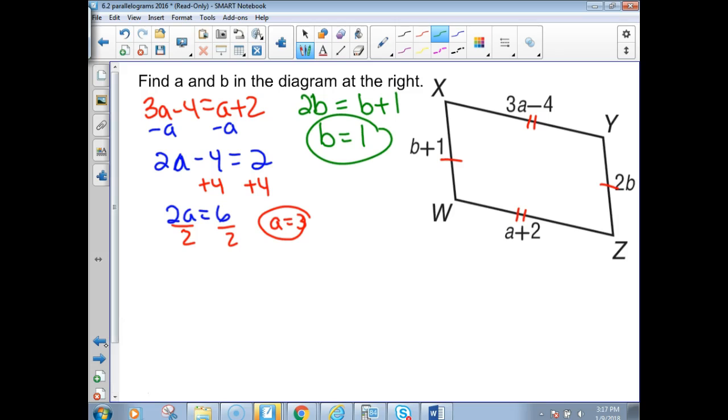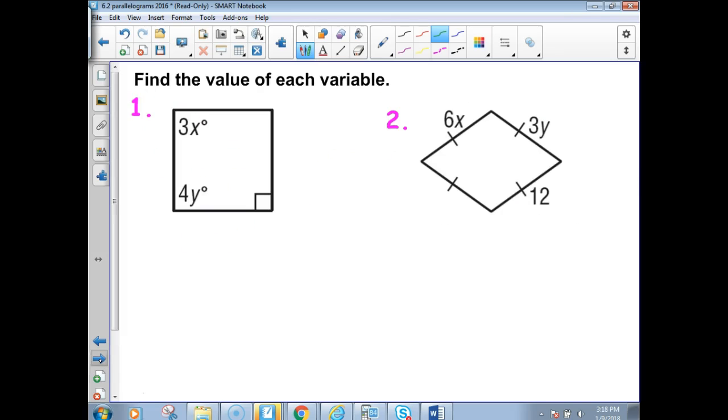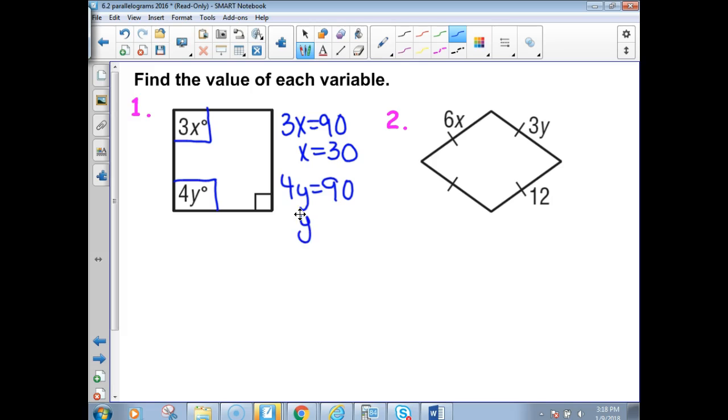Okay, you got to flip the page in your packet. The property we're using here is if you have one right angle, then you have all right angles. Which means 3 times x is 90. Divide by 3 and get x is 30. Also means 4 times y is 90. And what is 90 divided by 4? Isn't that 22.5?